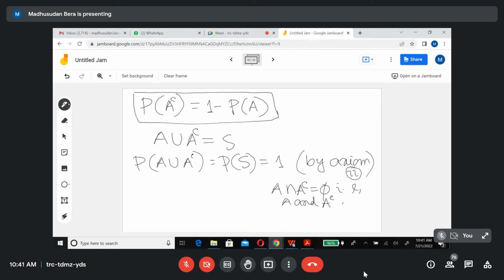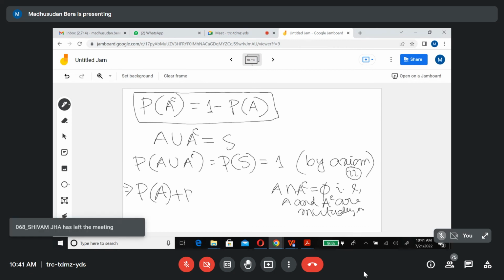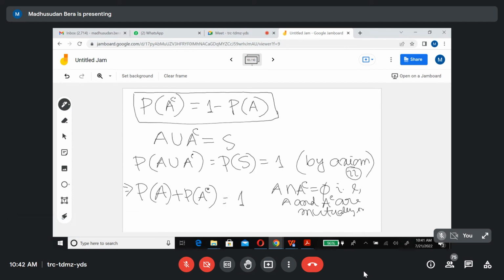A and A complement are mutually exclusive. So by axiom 3, P of A union A complement is P of A plus P of A complement. That is 1. So this implies P of A complement is 1 minus probability of A. Is this okay? Yes, sir.